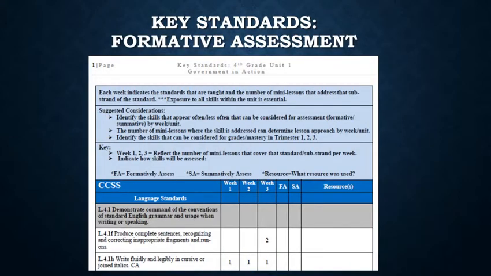Timing of formative assessment is key. The document can inform teachers' decisions on what to assess and when to assess a standard or particular set of standards. The number of mini lessons within each week can determine when is a good time to check for understanding and inform your instruction next time you teach that skill.